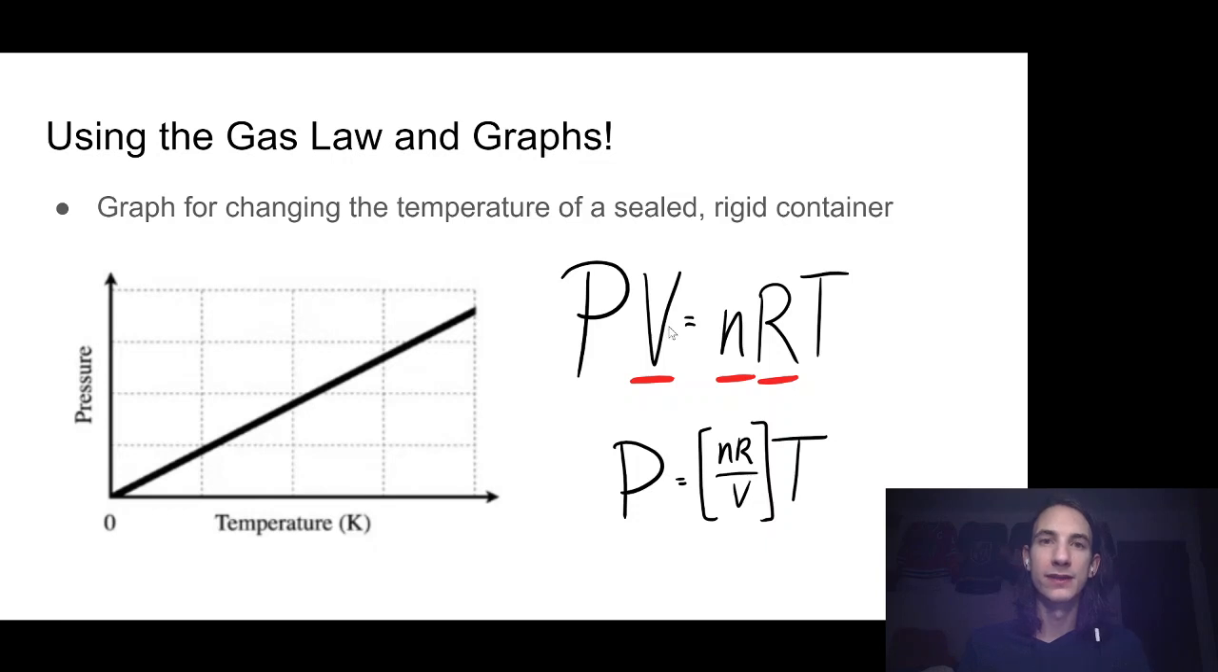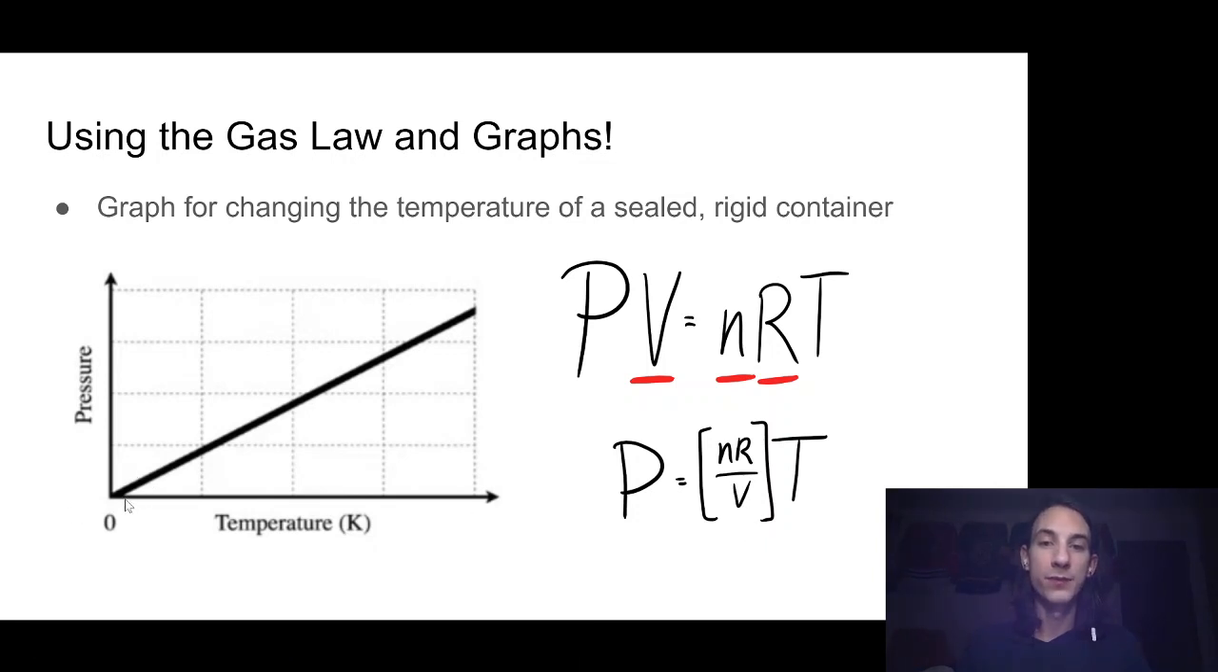So if we're using this gas law and creating a graph, we could say V is constant, n is constant, R is constant, and move these around so I can get a relationship between temperature and the thing that's changing. I have nR over V as my slope, and we say that P is directly related to temperature. Our pressure and temperature are directly related to each other, and the slope is going to be nR over V.